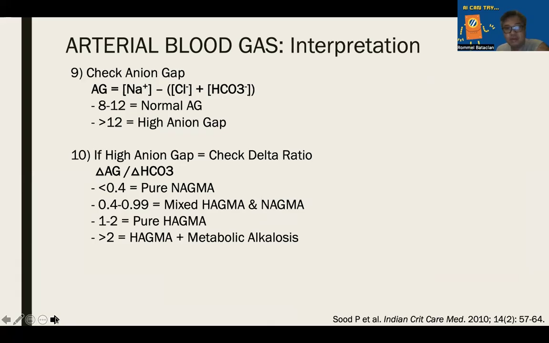Okay. Very important concept also is an ion gap. So what is an ion gap? So remember, there is a concept of electron neutrality, as I've discussed it in the first part of our lecture, wherein the body has an equal amount of cations and anions in our body.